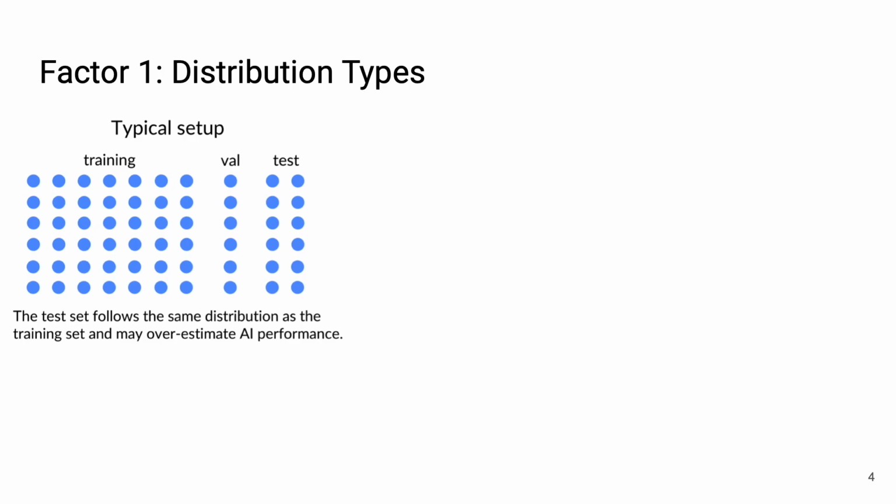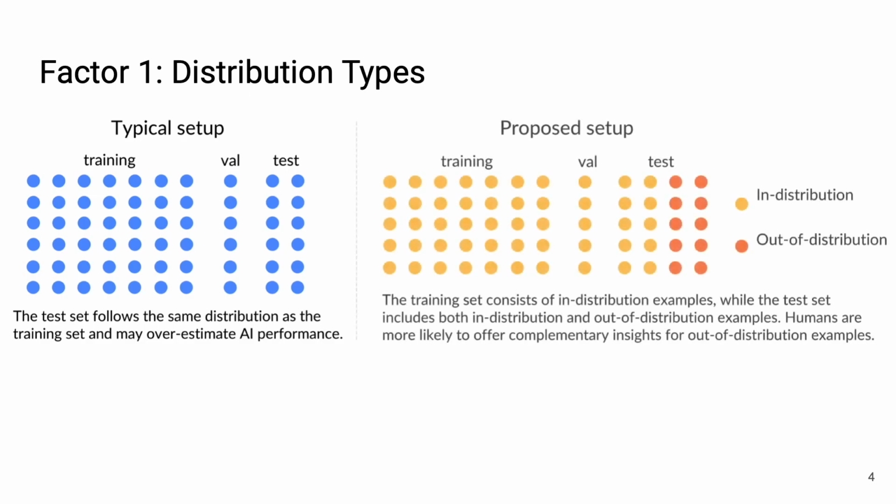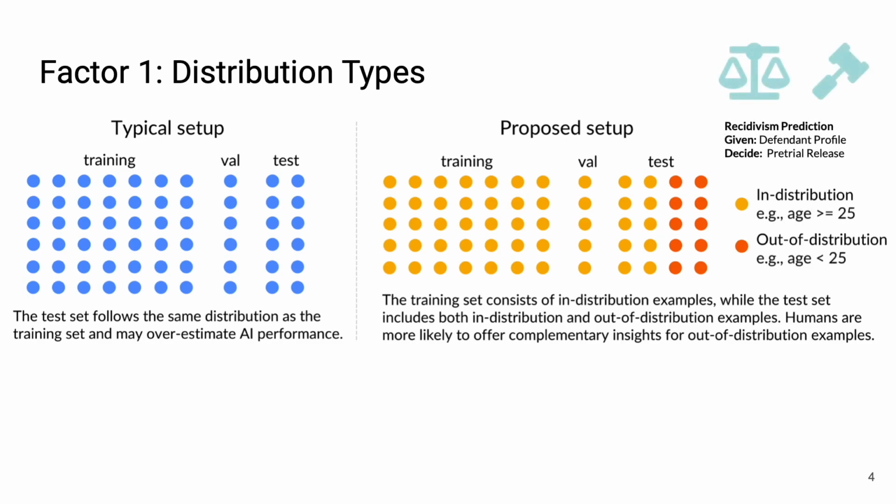In practice, examples during testing may differ substantially from the training set, and AI performance can significantly drop for these out-of-distribution examples. Thus, we propose to develop experimental designs with both out-of-distribution examples and in-distribution examples in the test set. When AI fails in out-of-distribution examples, humans may be better equipped to detect problematic patterns in AI predictions and offer complementary insights. Let's use the task recidivism prediction as an example.